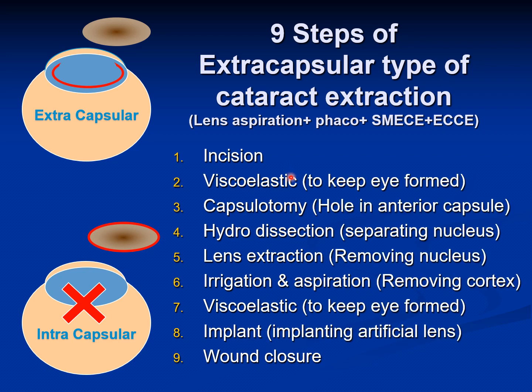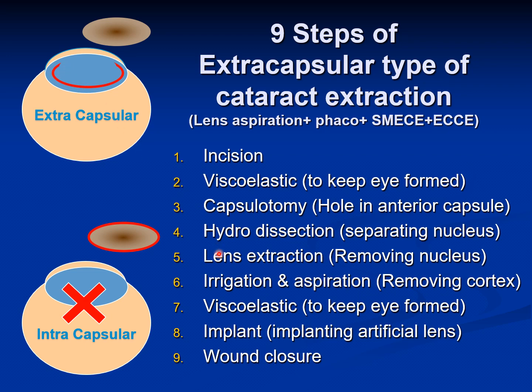Viscoelastic is needed because when you go inside the eye, the aqueous of the eye comes out and the eye deflates. So the viscoelastic you always put to keep the eye formed or to inflate it. Capsulotomy is to make a hole in the capsule like this one so that the lens can come out. Hydrodissection is you hydrodissect it so that the lens separates from the capsule.